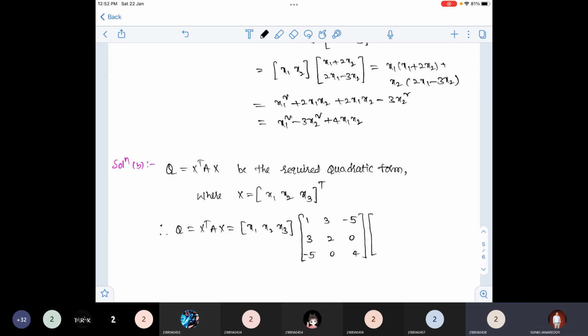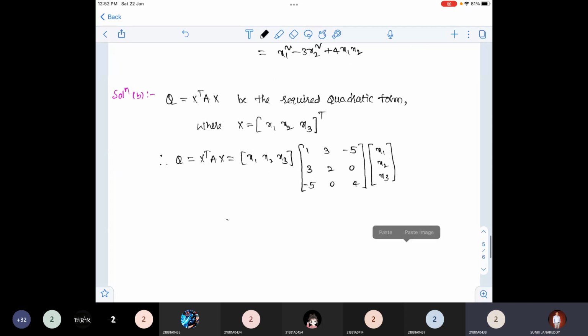Next x1, x2, x3. Now multiply these. First multiply the last two matrices.